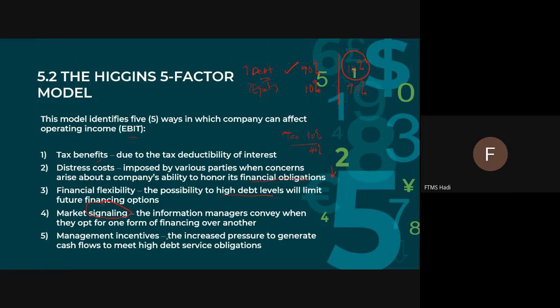And the last one, management incentive, the increased pressure to generate cash flow to meet high debt service obligations. The board of directors will question the financial manager on why the debt is very high and why they don't focus on equity. So that is a management incentive. If they are able to control the debt, that means reduce debt and increase equity, managers will get an incentive.